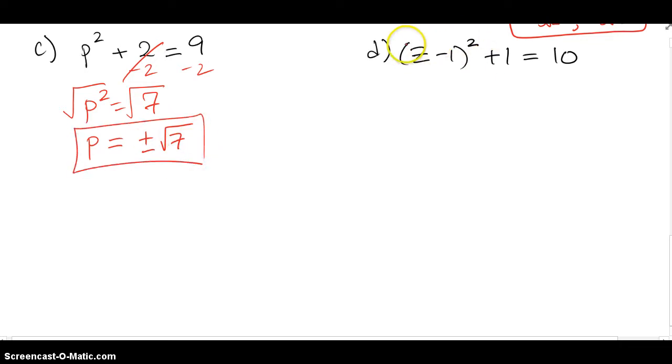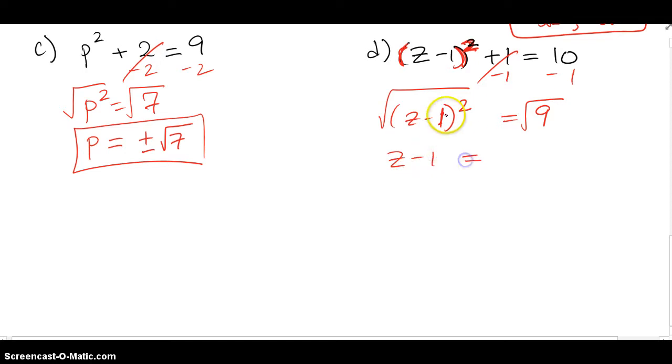Same thing here, my goal is to get the squared quantity alone, so I'm going to subtract the 1 first. And I have z minus 1 squared equals 9. Now, since I have the squared quantity alone, I'm ready to do what I did here. Square root both sides, and I have z minus 1. Remember, for every two items identical, 1 pops out, plus or minus 3.